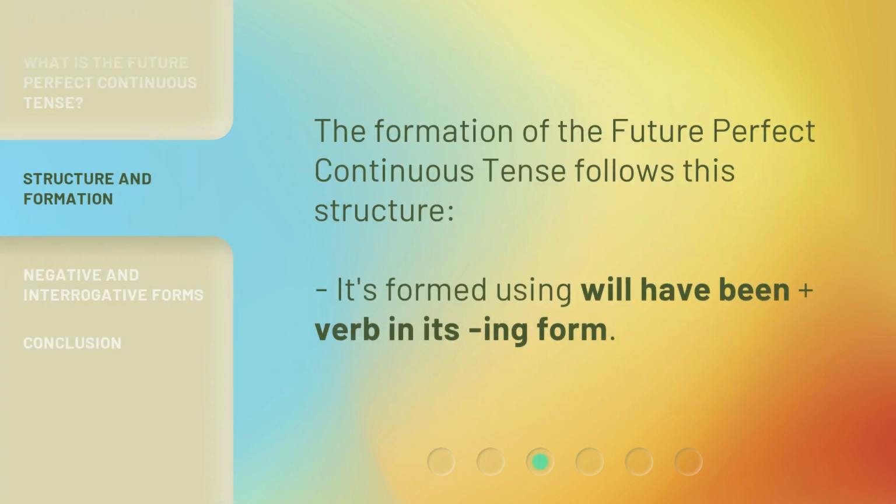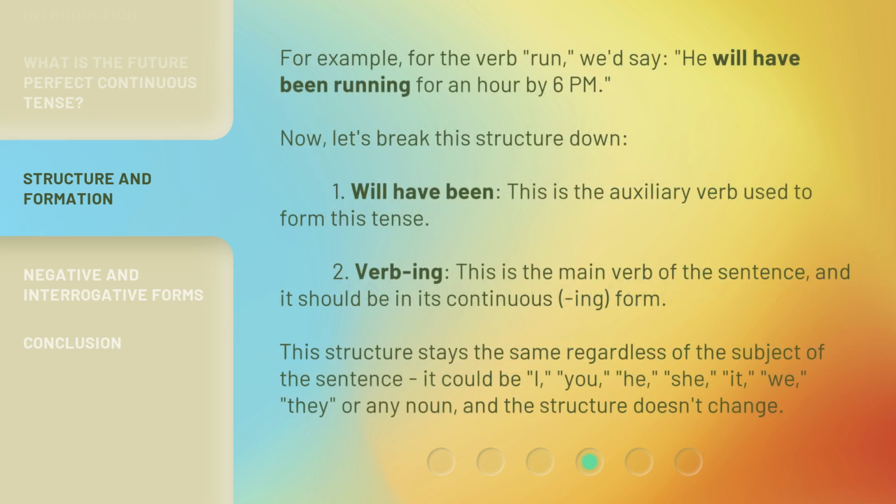The formation of the future perfect continuous tense follows this structure. It's formed using will have been plus verb in its ing form. For example, for the verb run, we'd say, he will have been running for an hour by 6 p.m. Now, let's break this structure down.